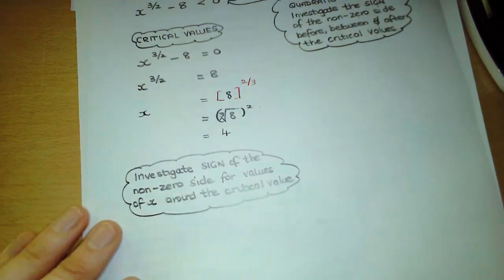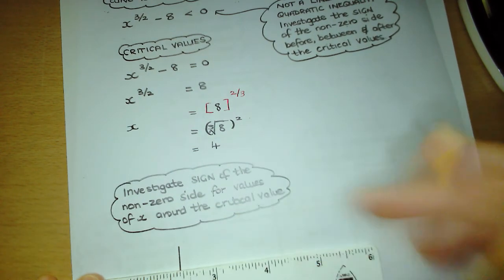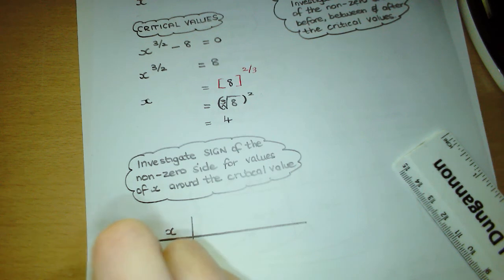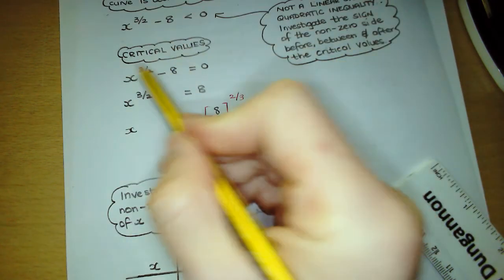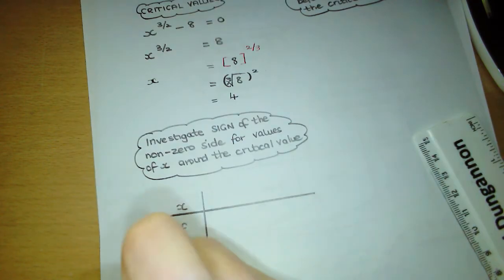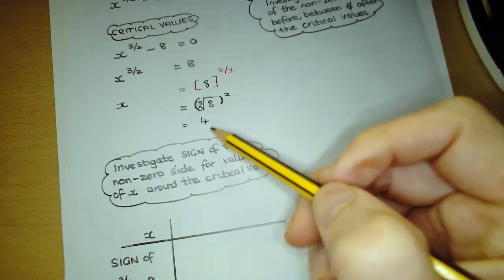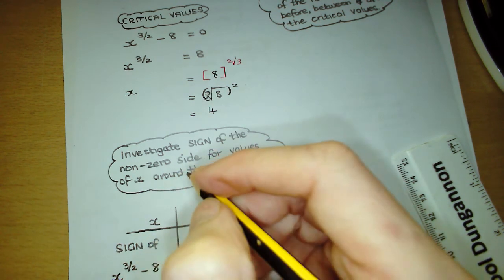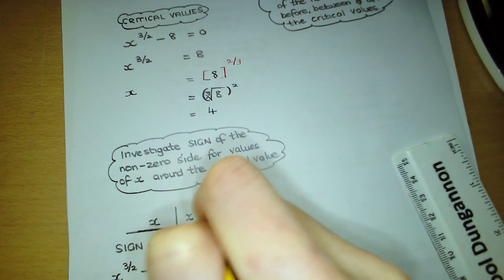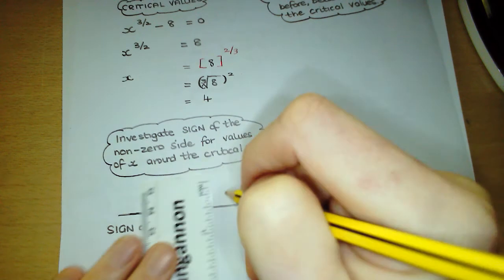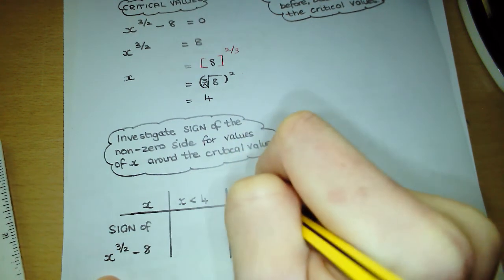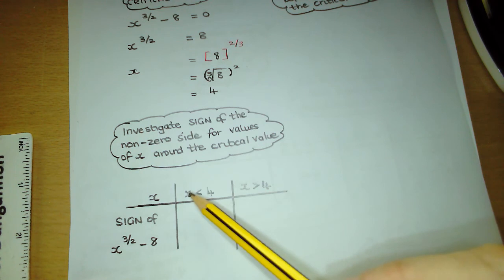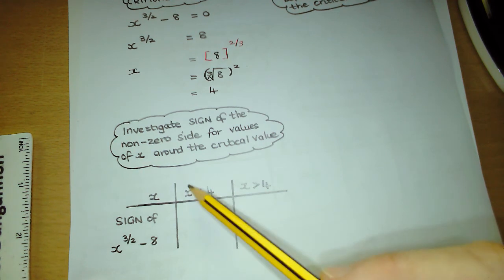So again, we're going to draw our table. So top row are the x values, bottom row is going to be the sign of the non-zero side of the inequality, which is, if we go back up here, x to the power 3 over 2 minus 8. Okay, so there's only one critical value, so we're going to look at x values which are less than 4. And then we're going to look at x values which are bigger than 4. Okay, so for example, let's take an x value of 3, that's just immediately before 4, or, well, to be honest, you could take any x value before 4. Let's even make it easier. Let's take x as 1, it's less than 4.